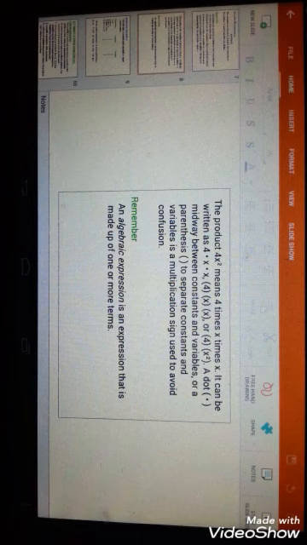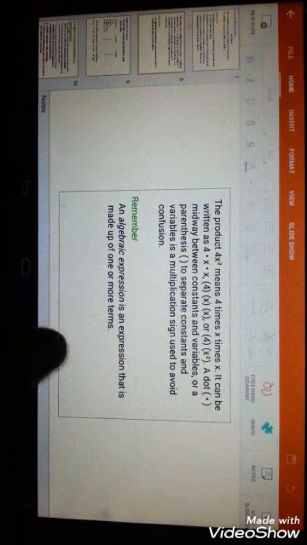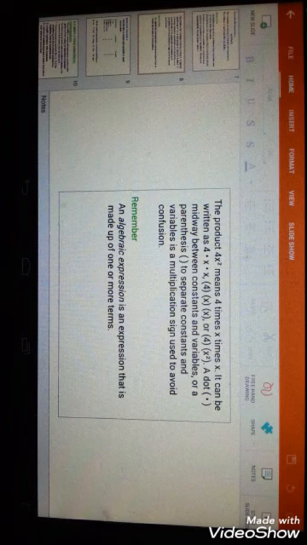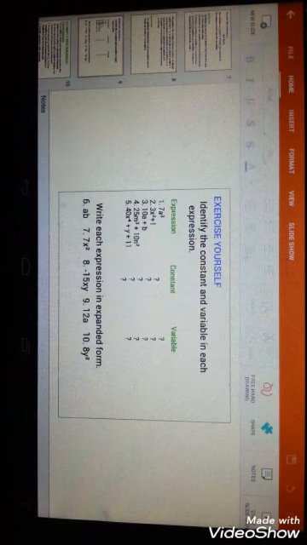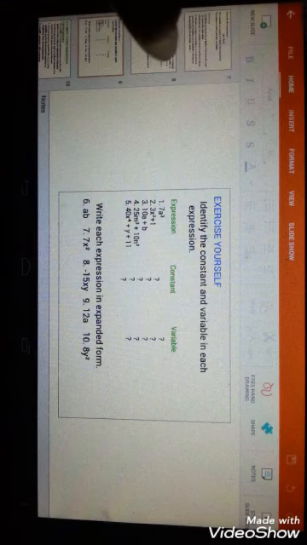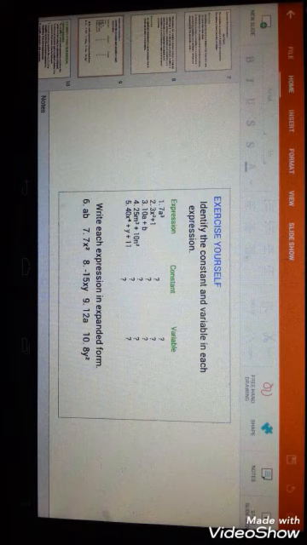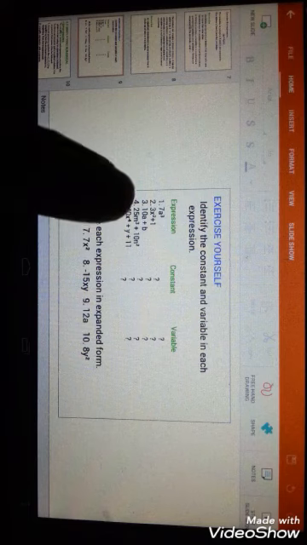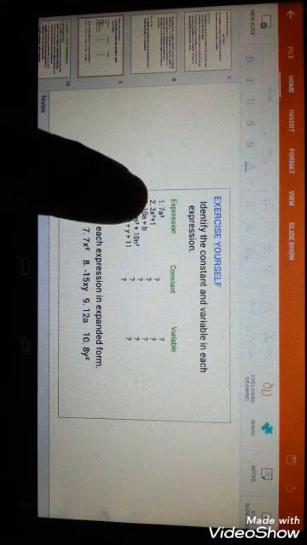So remember, an algebraic expression is an expression that is made up of one or more terms. From this exercise, identify the constant and variable in each expression. Number 1, what is the expression?